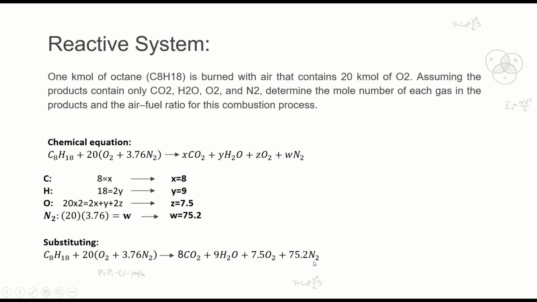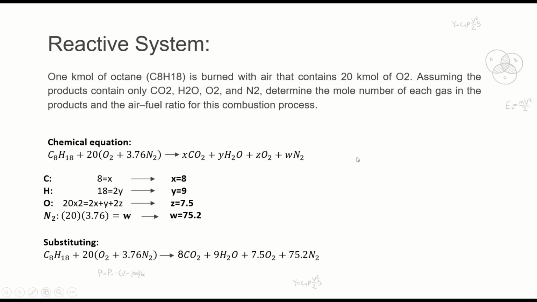Note that the coefficients in the balanced equation above represent the number of moles of oxygen, not the number of moles of air. So let's bear that in mind. The latter is obtained by adding 20 multiplied by 3.76, so we have 75.2 moles of nitrogen, to the 20 moles of oxygen, giving a total of 95.2 moles of air.